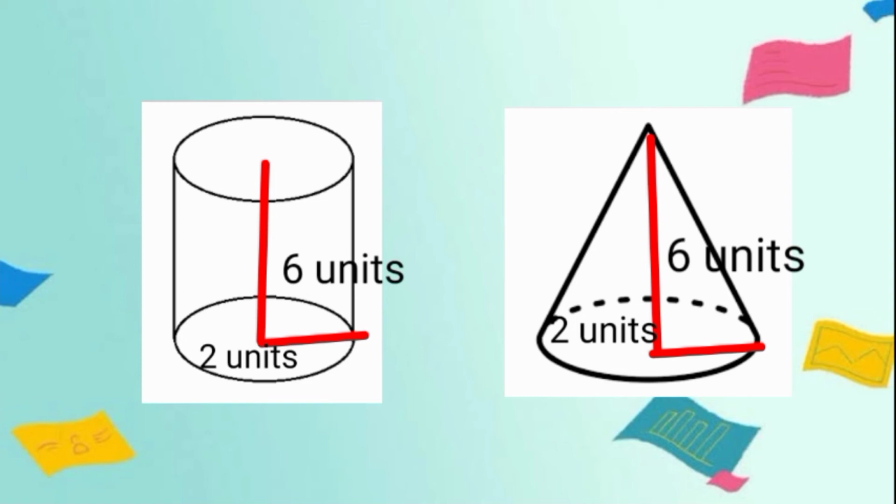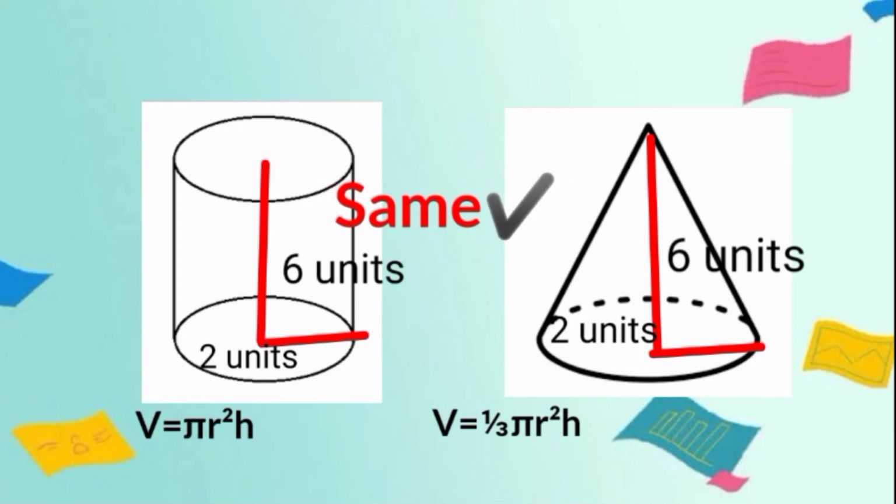So, we are going to apply the formula in finding the volume of a cylinder, which is pi r squared height, and the formula in finding the volume of a cone, which is 1/3 pi r squared height. Now, as you can see, the cylinder and the cone have the same base and height. So therefore, the volume of the cone is 1/3 the volume of the cylinder.